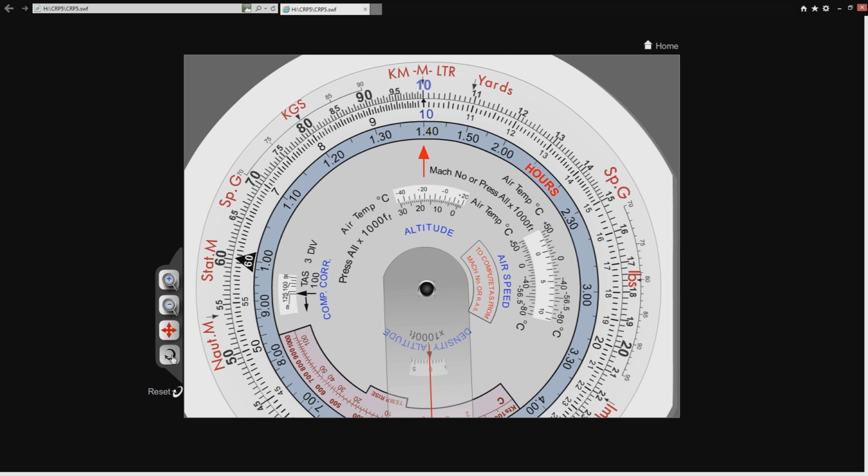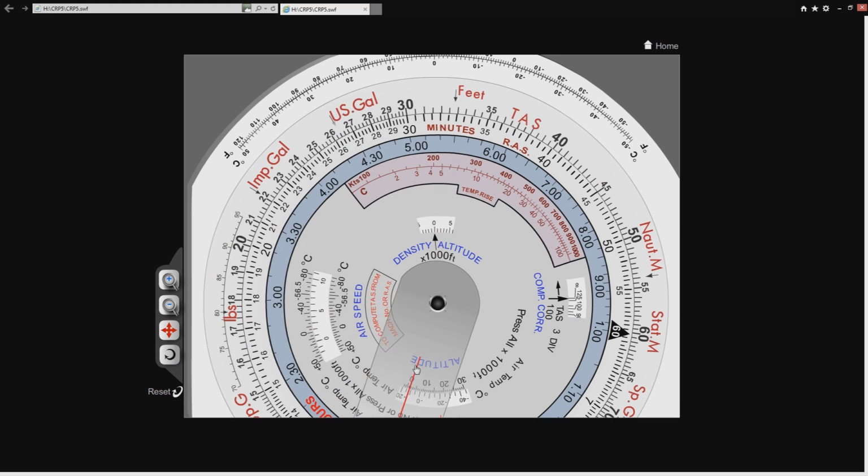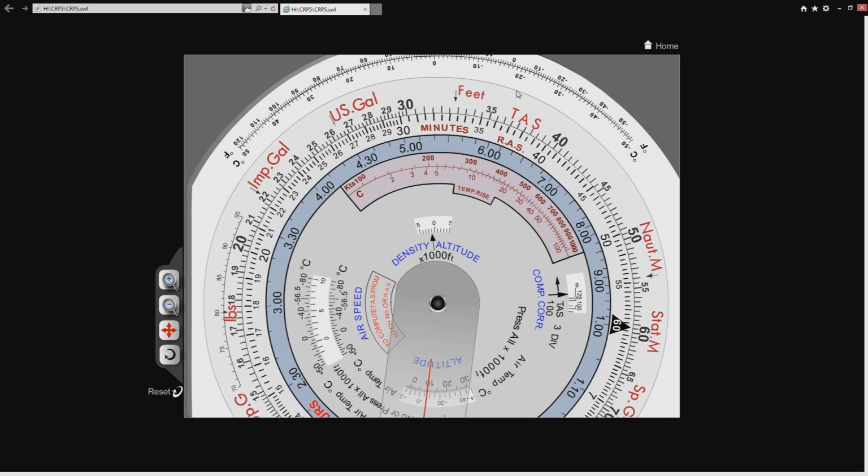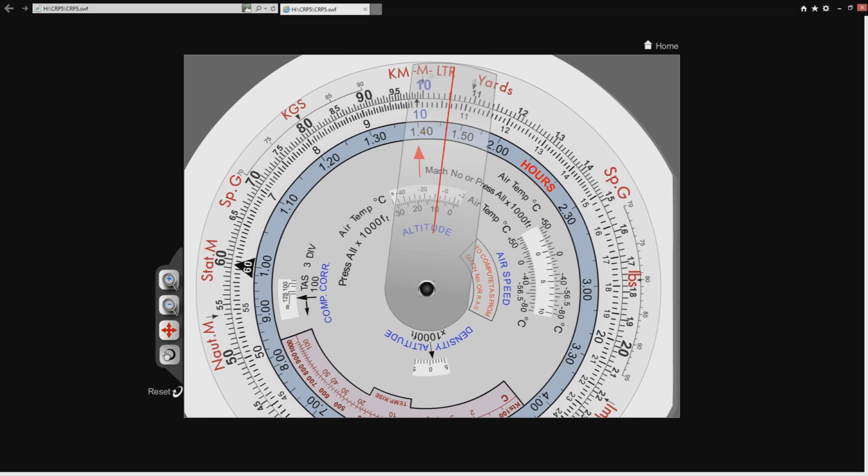Now, if we look at the CRP-5 in a bit more detail, we can see that on the inside scale we've got something called a RAS. Now a RAS, for all intents and purposes, is the same as a CAS. I think it means rectified airspeed, and it's an old terminology which has now been replaced by the term calibrated airspeed. So your CRP-5 might actually have the terms RAS and CAS on it next to each other. The point is, you've got RAS and CAS on the inner scale, and we've clearly got TAS on the outer scale. So it's a very simple calculation to do.